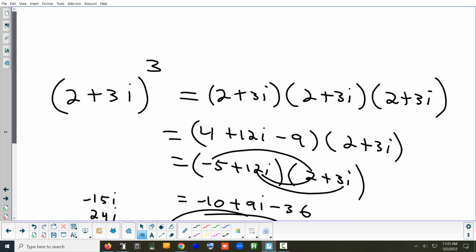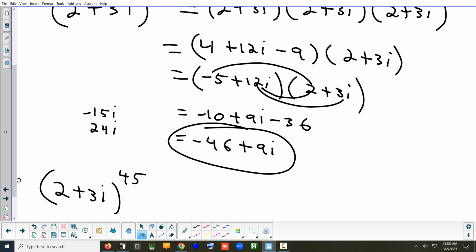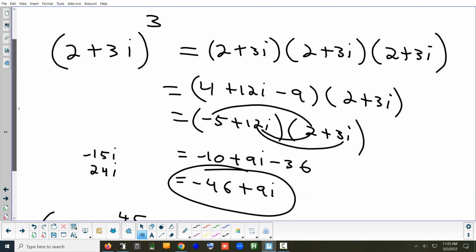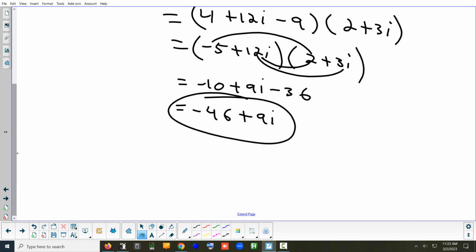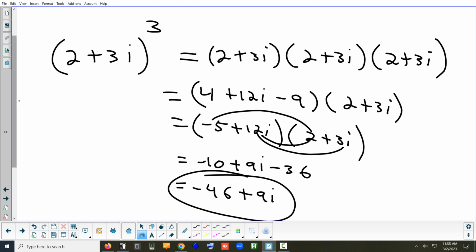So we don't want to have to do this in standard form. There's got to be a better way to do it, and that would be in trig form. So we'll come back to this one, and we will do it in trig form and see if we get the same answer, -46 plus 9i, because there's no rounding here. So that's an exact answer. So that's a good one to come back to.